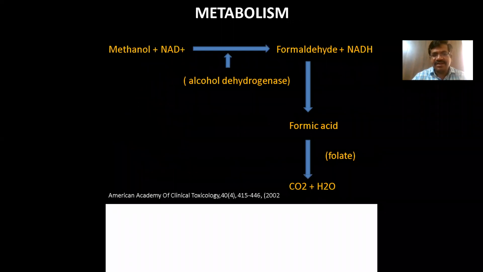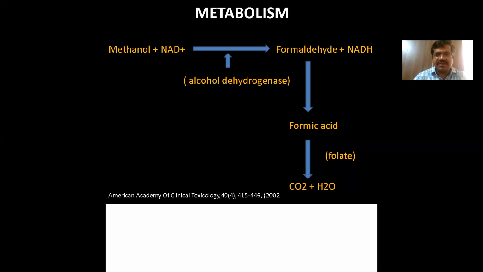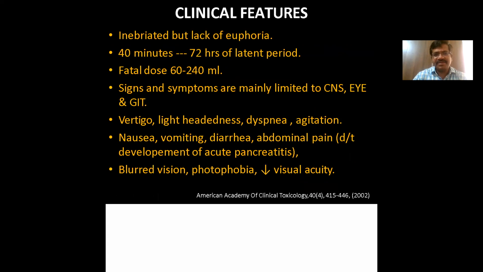Metabolism follows the same pathways as ethanol. There is also alcohol dehydrogenase conversion. But one particular difference is that in ethanol, acetaldehyde is formed, whereas here formaldehyde is formed. There, acetate is formed; here it is formic acid. And lastly, it also gets converted into carbon dioxide and water, which is usually the same as in ethanol metabolism.